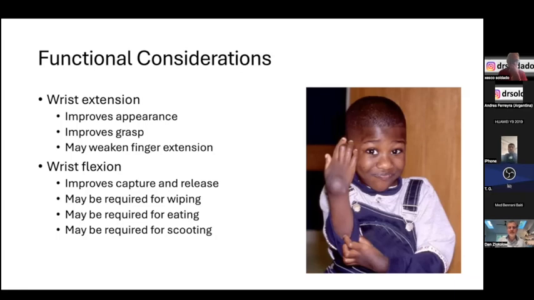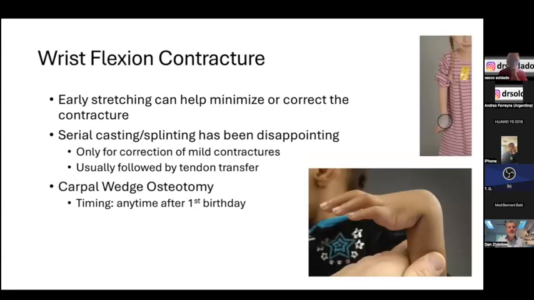And you may need it for weight bearing. You see this child has a callus on the dorsum of his wrist. That is not a wrist that I would consider extending. However, wrist extension improves appearance and grasp, but it may weaken finger extension. So I just want to skip since I'm going a little over time.